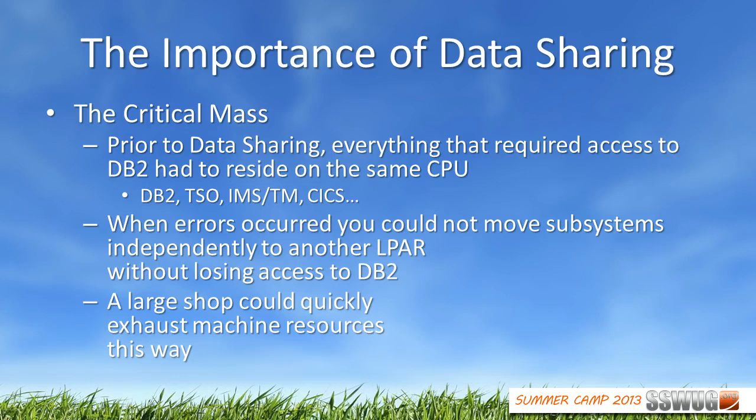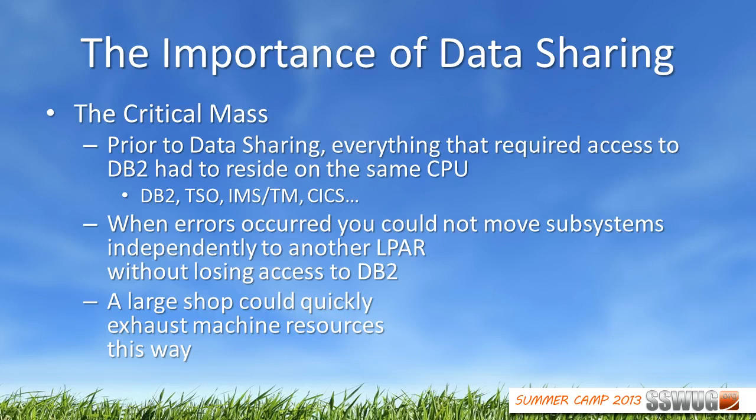So if a shop used both CICS and IMS to develop DB2 applications, then you'd have to have IMS, CICS, the DB2 subsystem, and a TSO subsystem, because generally DB2I is going to be required, all on the same CPU. And when an error occurred, you couldn't really move those things around independently without losing DB2 access. Larger shops could quickly chew up resources in this type of situation.